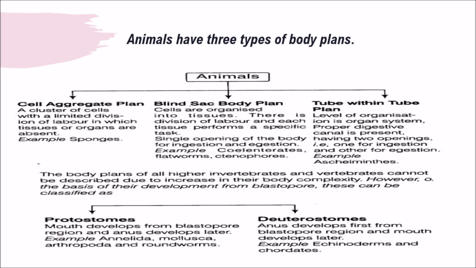What are the examples for protostomes? Arthropods, roundworms, annelids and mollusks. Whereas in deuterostomes we have echinoderms and chordates. So that is about body plan.